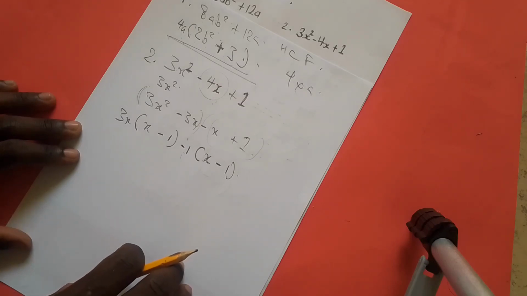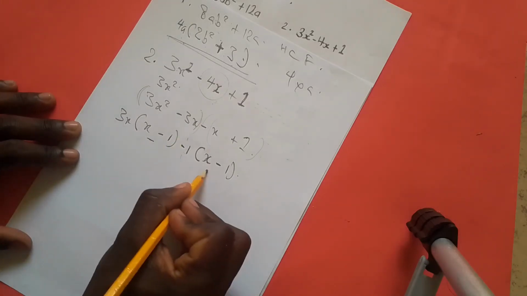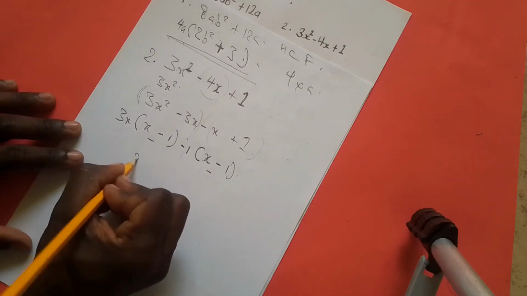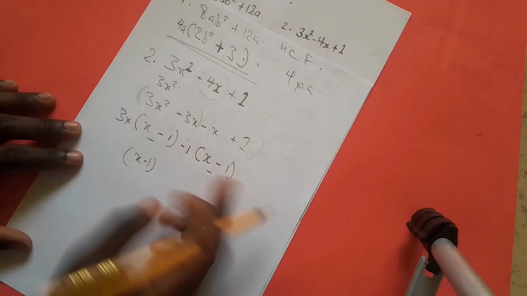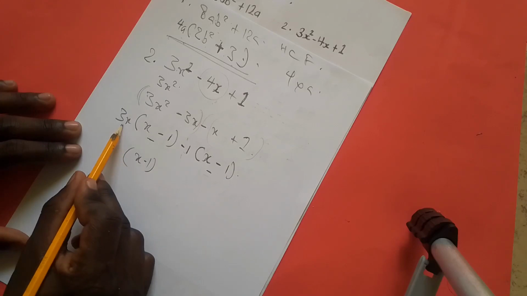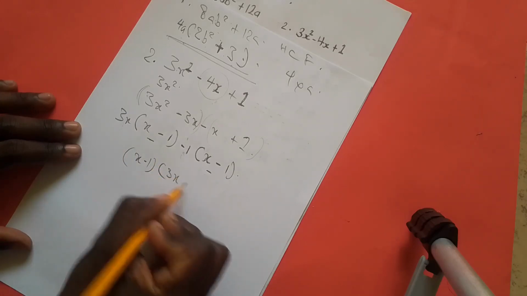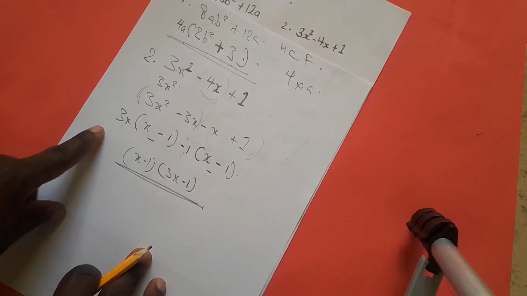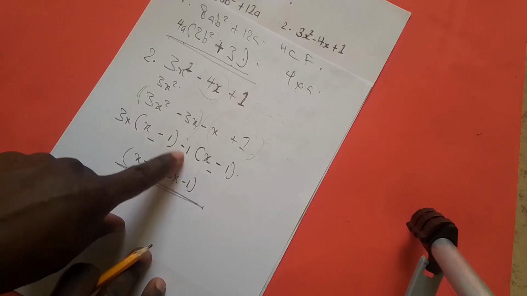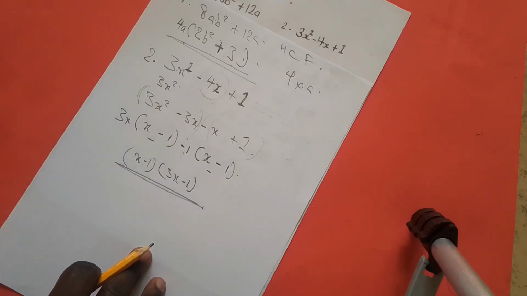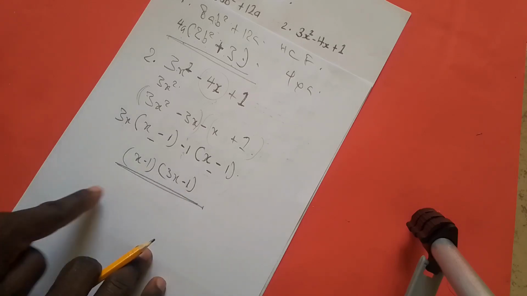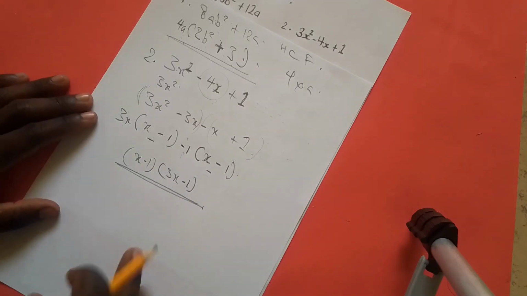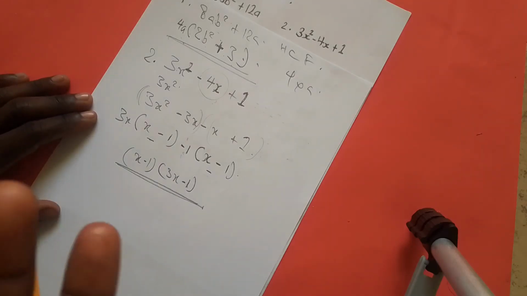So when you get to this point where the terms in the first bracket and the second bracket are the same, you are done now. Your solution will be x minus 1 of these brackets, and the 3x minus 1 forms another bracket. So 3x minus 1, bracket x minus 1. I hope this is clear to you. Whenever it's a quadratic expression, when you reach this point, you're done.